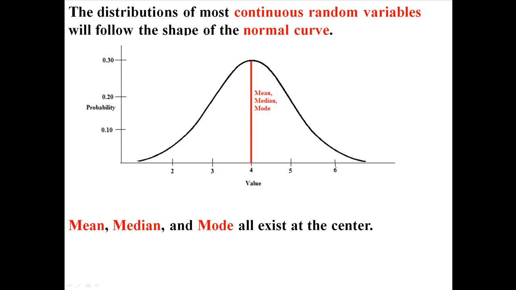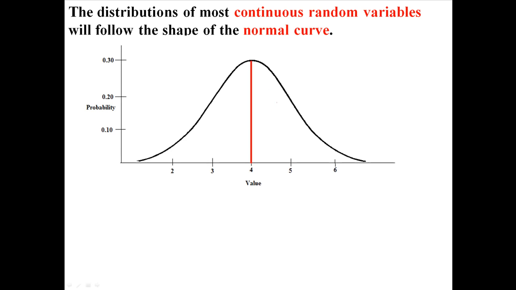In a perfectly normal curve, the mean, median, and mode all exist at the center. So for this curve, 4 is the mean, median, and the mode. Remember, those are measures of central tendency. Below the mean, median, and mode, 50% of the scores lie, and above it, 50% of scores lie, because it is exactly in the middle of the distribution.